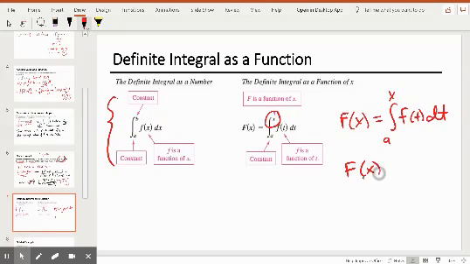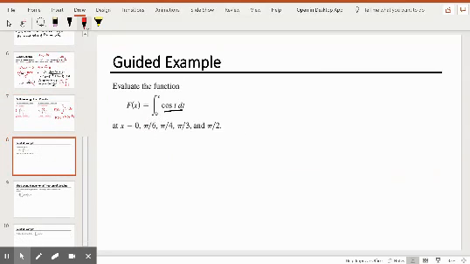means that F of x is equal to capital F of x minus capital F of a. So capital F is the antiderivative function of lowercase f, and then we have to plug in our bounds of integration. So let's look at this with an example.